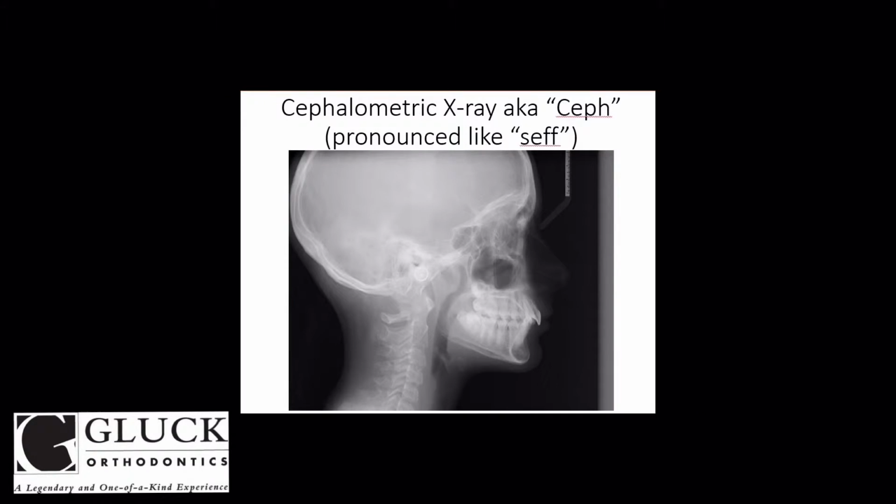So the next tool in the orthodontist toolkit will be this cephalometric X-ray, also known as a Ceph. And this is a side X-ray which shows the relationship of the upper and lower jaw relative to the rest of the face. It shows the angle of the upper and lower front teeth relative to the upper and lower jaw. It shows the position of the upper and lower back teeth relative to each other. It also helps us diagnose vertical proportions of the face. So that would be the mid face and the lower face.